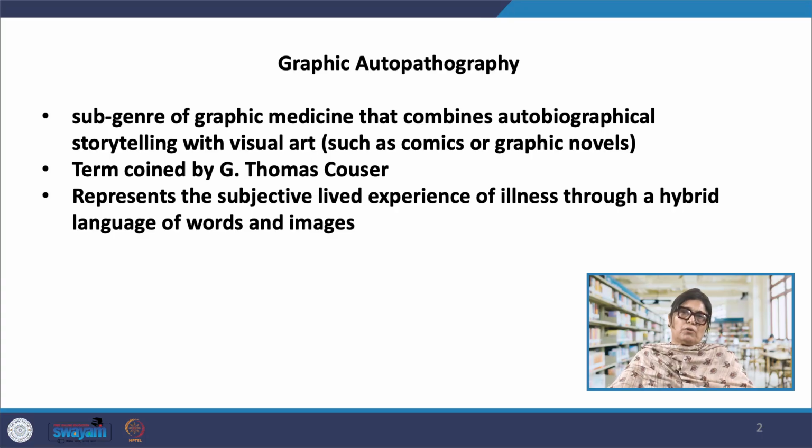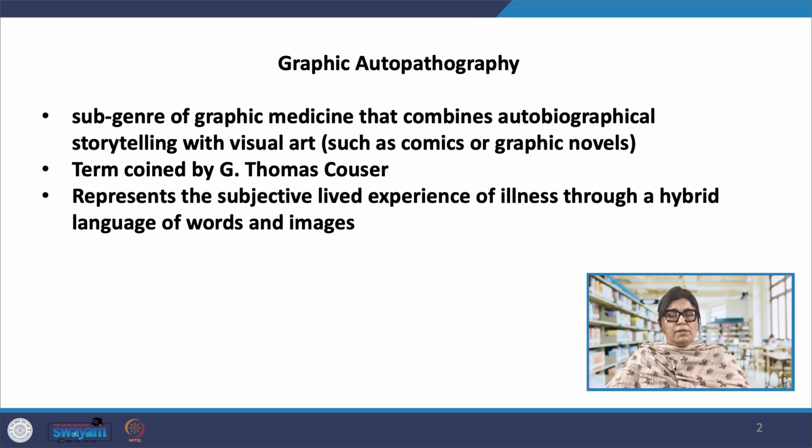So, graphic autopathography is a subgenre of graphic medicine that combines autobiographical storytelling with visual art, such as comics or graphic novels, to document an author's personal experience with illness, disability, or trauma. The term autopathography was originally coined by G. Thomas Couser to describe the patient's tale in literature. When these accounts take the form of comics or visual narratives, they are termed graphic autopathographies.